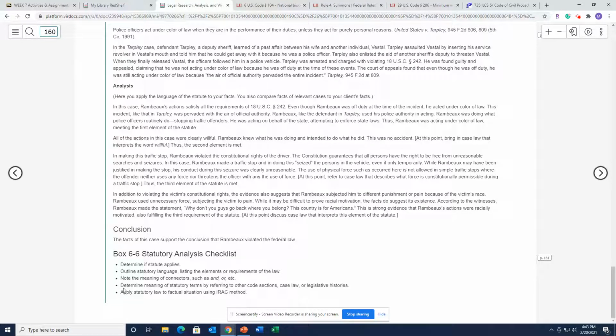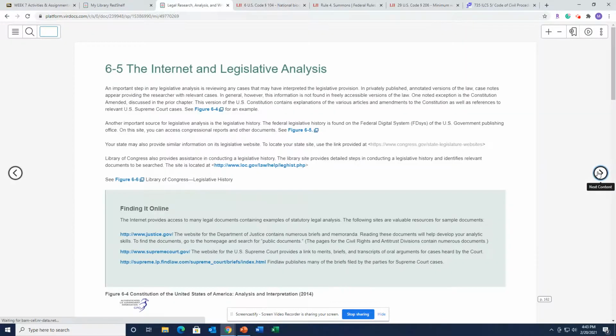If we need to know what the meaning of terms or phrases are, we go to the definition section or case law or legislative histories. And then we apply the law using that method. What are our facts? What's our issue? That's kind of how we're doing it there.